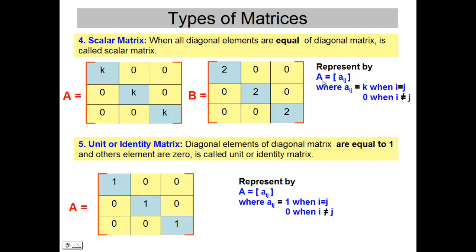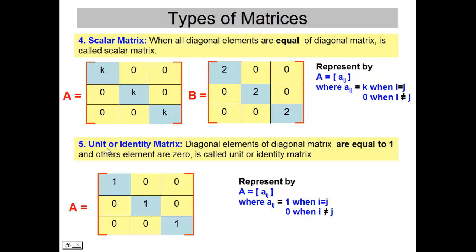It is represented by A equals A of ij, where A of ij equals k when i equals j, and the value is 0 when i is not equal to j. So this is the scalar matrix.